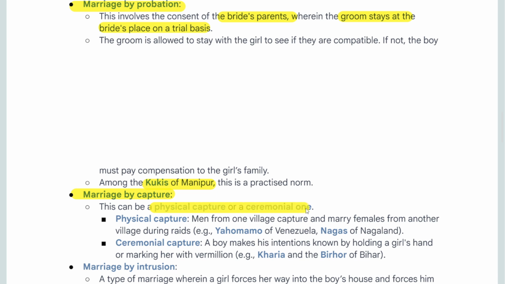Then, marriage by capture. This can be actual physical capture. Wow. Yeah, men from one group raiding another for wives. Happened among the Yanomamo in Venezuela, historically with the Nagas too. Or it can be ceremonial. A boy makes a public claim, maybe at a festival, holds her hand, marks her with vermilion, seen with the Korku and Bhil. Okay, ceremonial sounds a bit less alarming.